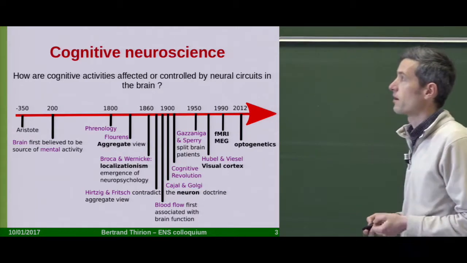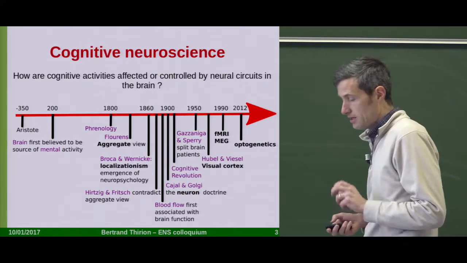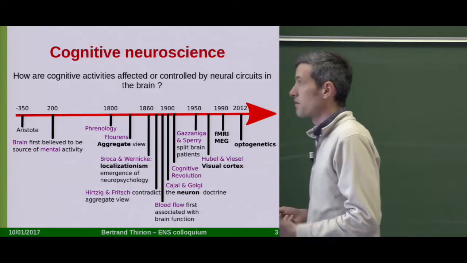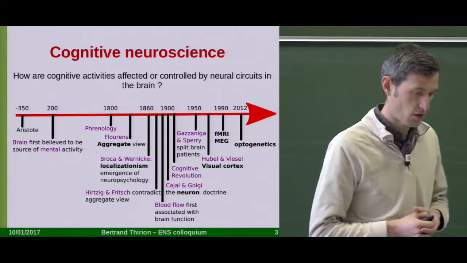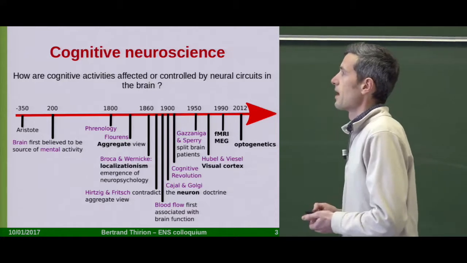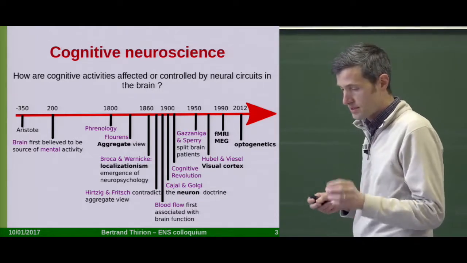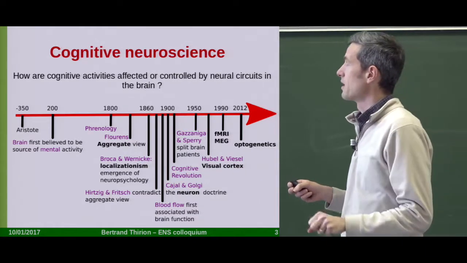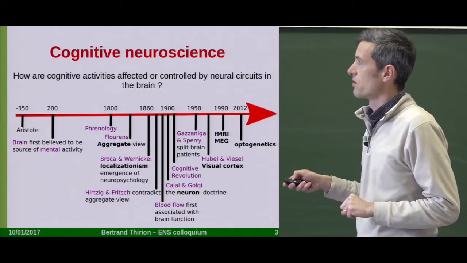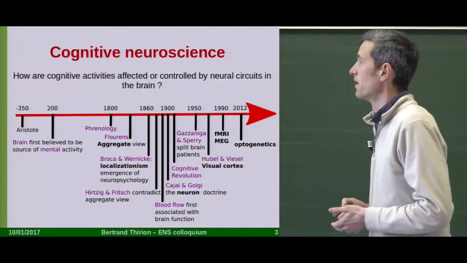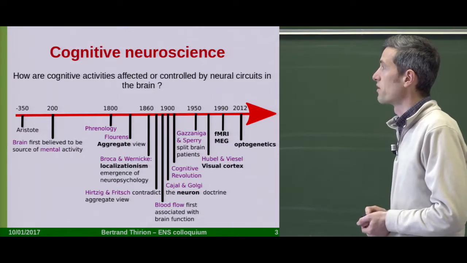But later came some evidence from lesions: people with lesions in some part of the brain, in what is known as Broca's area, Wernicke's area, had very selective disabilities, like in language understanding or production. And this gave a more localizationist point of view, where some specific brain region would be specifically involved in some cognitive task. And the aggregate view was abandoned, more or less. This localizationist view was then more prevalent.